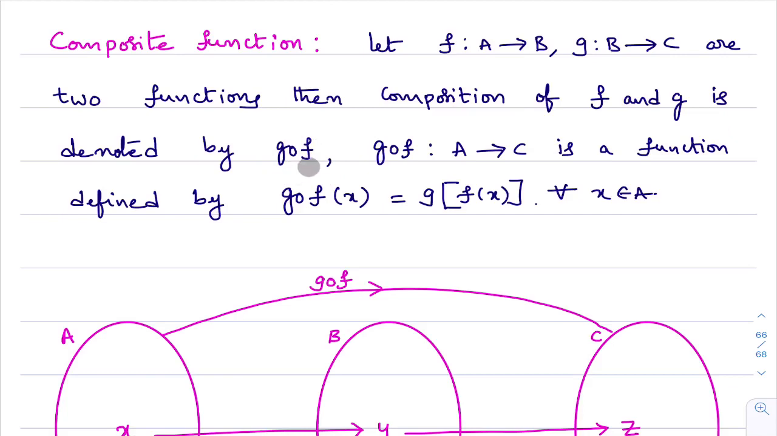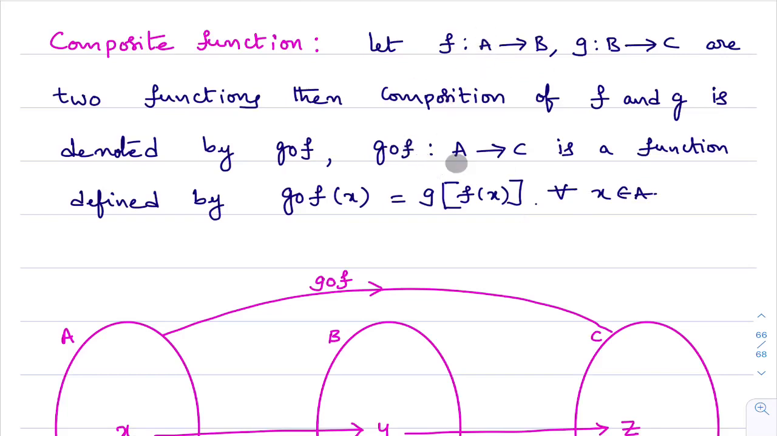So composition of F and G is denoted by G circle F. And what is G circle F? G circle F is a function from A to C. How is it defined? G circle F of X means G of F of X, for all X belonging to A. You see here, this set A.